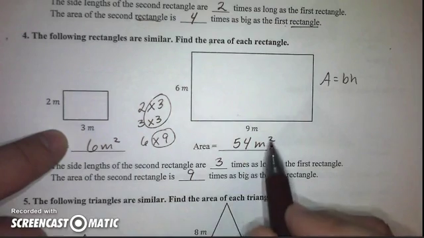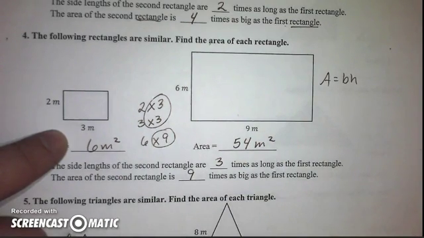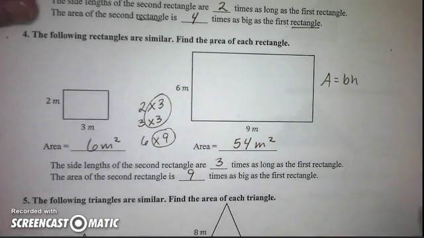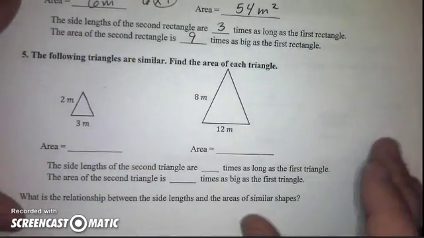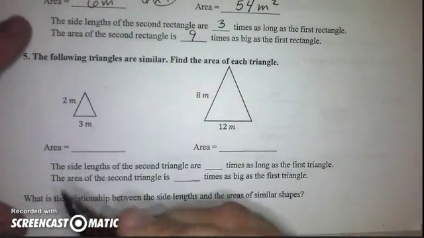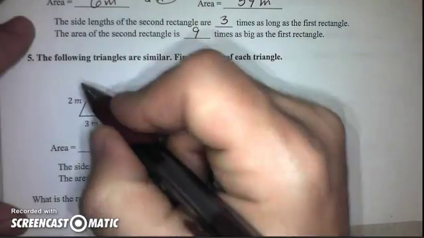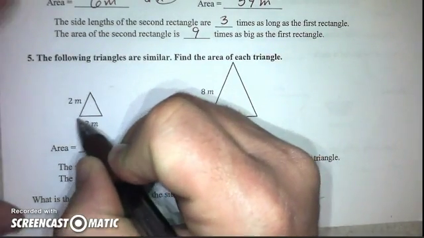Okay, so this new area is 9 times as much as the previous area. Okay, let's finish by looking at these triangles. Now, there is a little bit of difference here with these triangles. This 2 meters is not this side.